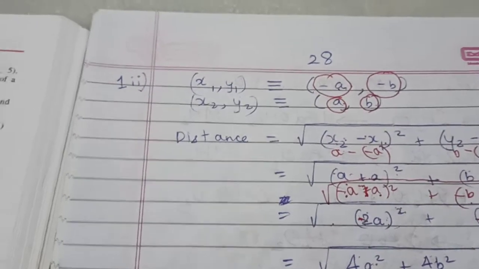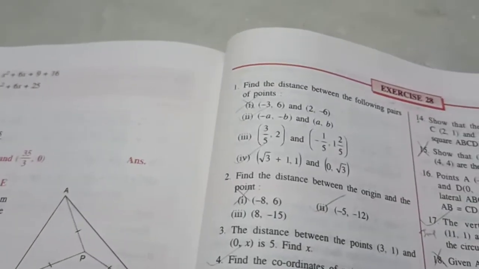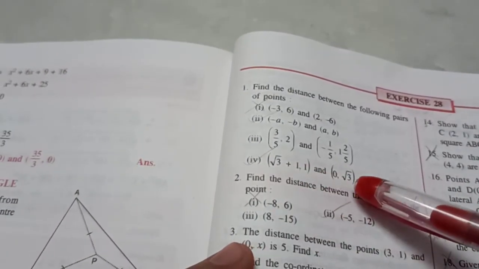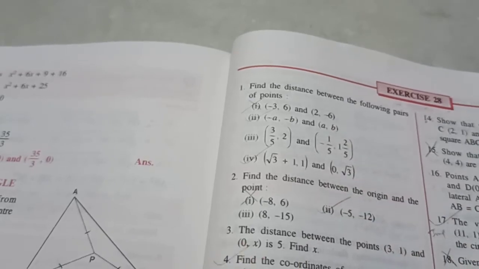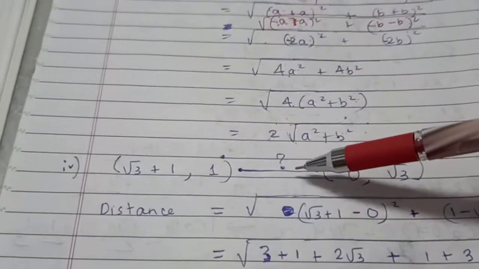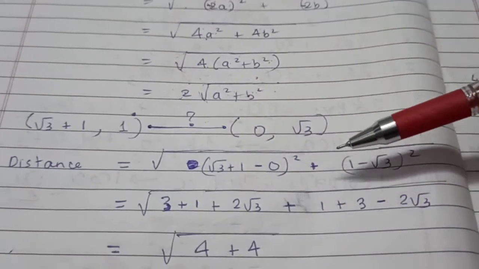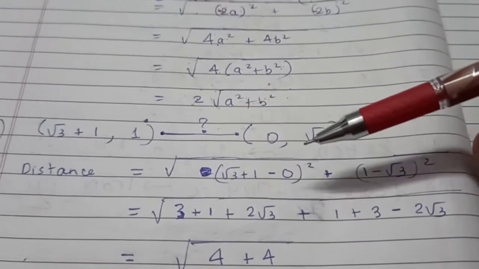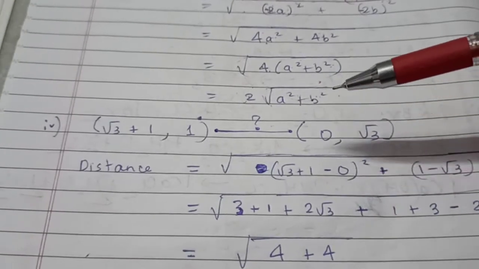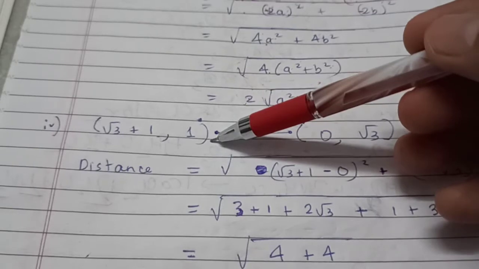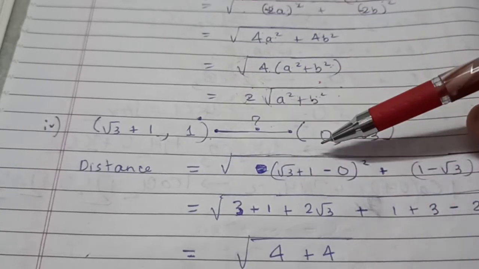Now let's do Roman number 4. So x coordinate comma y and x coordinate comma y coordinate. 2 points are given and we have to find the distance between them. So now no need to write the formula. We will directly substitute it. Here I'm not going to take this as x1, y1. I will take this as x1, y1.